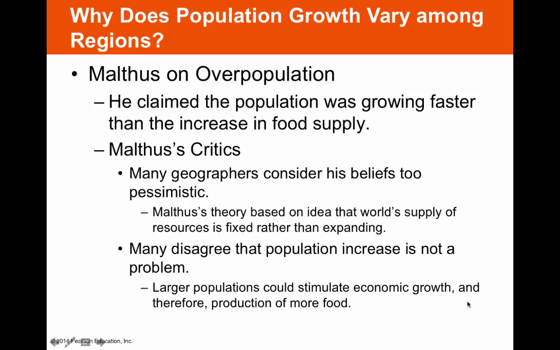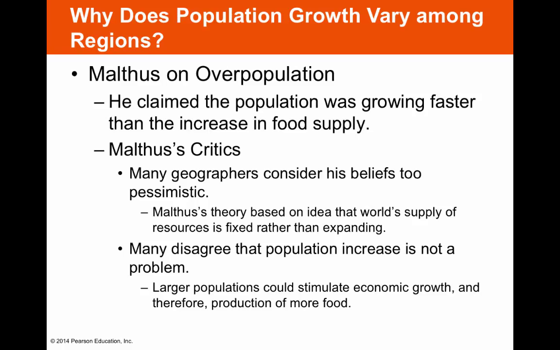Okay, so Malthus. Thomas Malthus, who you may have learned about in World Civ. I can't remember if you learned about him in WAP. Thomas Malthus is this guy who, he's actually a bit negative. I mean, to be honest. Thomas Malthus has this concept that the population is growing faster than the increase in food supply. And he believes that that will always be the case, that the population will always outgrow the food supply. So his critics, a lot of geographers, consider his beliefs a bit pessimistic, as you might agree.